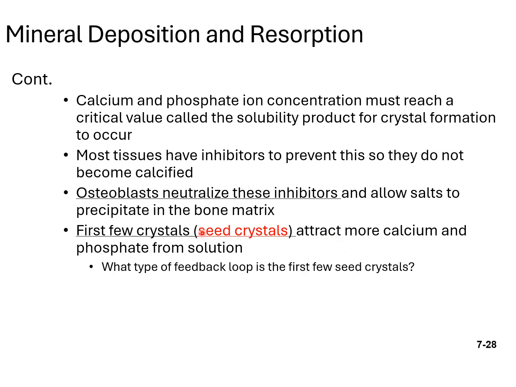Once the seed crystals are there, they attract more calcium and phosphate from the solution, and these seed crystals will then start to form more seed crystals. This is an example of positive feedback because it goes only in one direction. It's a self-amplifying cycle. It inhibits the inhibitors. It allows the salts to precipitate into a crystal. And once the first few seed crystals are attached to those fibers, more seed crystals will start to attach to those fibers, eventually hardening the bone very quickly via a positive feedback loop.